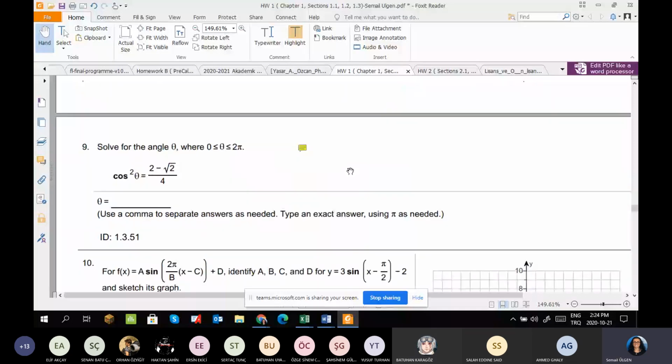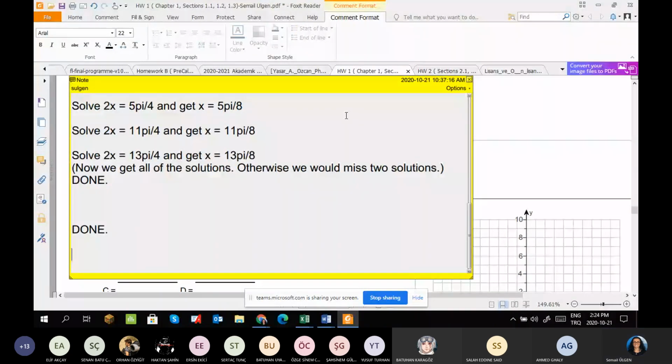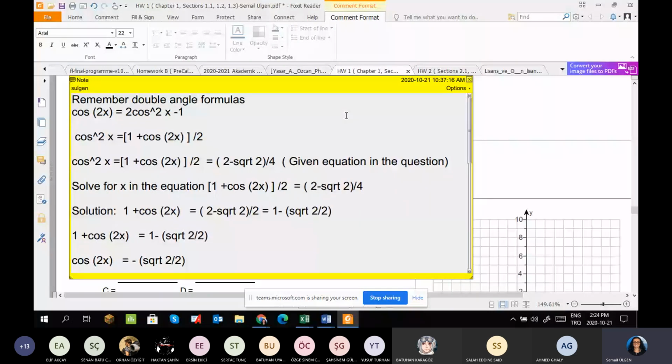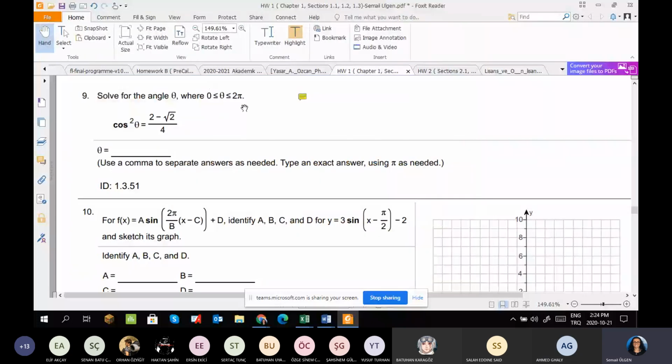Okay, if no more questions, then I'm going to start 9. So this is question 9, answer, solution. Now let's see the question first. It says solve for the angle theta where theta is 0 to 2 pi, cosine squared theta is 2 minus square root of 2 over 4. Use a comma to separate answers as needed. Type an exact answer, pi as needed.